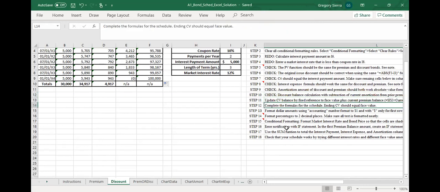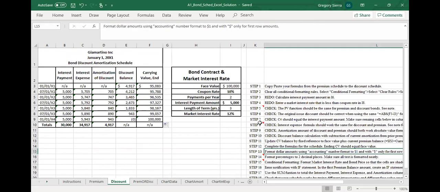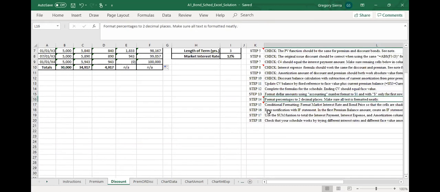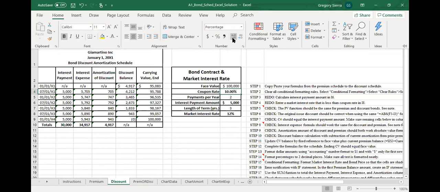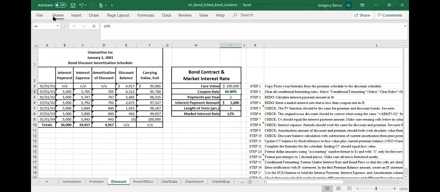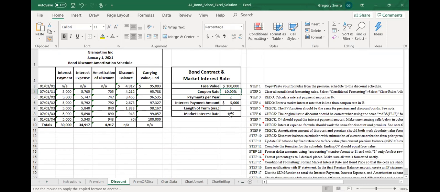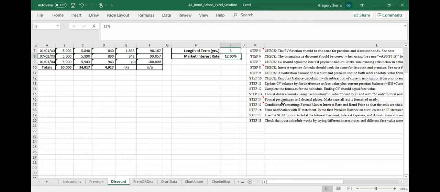Update. Complete the formulas for the schedule. Done and done. Format dollar amounts. Look fine to me. Format percentages to 2 decimal places. Increase it. I'm going to use my format painter. Love that tool. There we go.